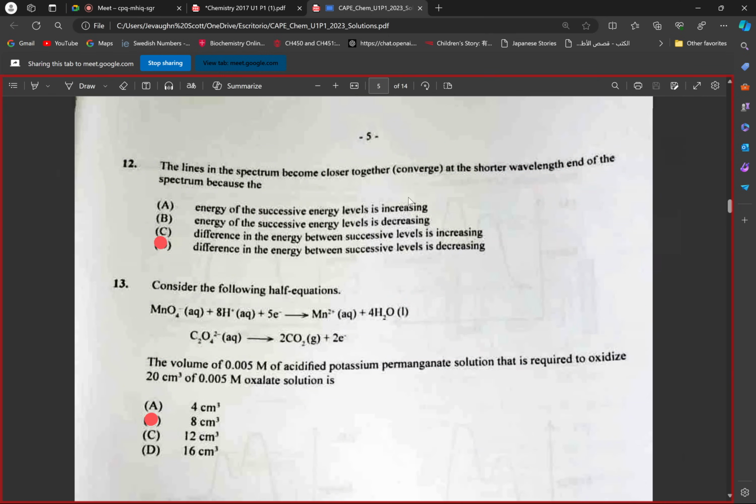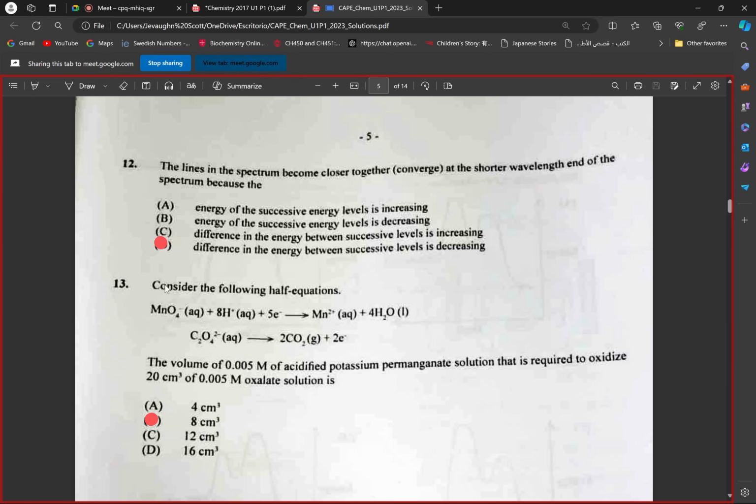The lines in the spectrum become closer, they converge at the shorter wavelength end of the spectrum, because the difference in energy between successive levels becomes smaller, so they decrease. So D is the best answer here, right?